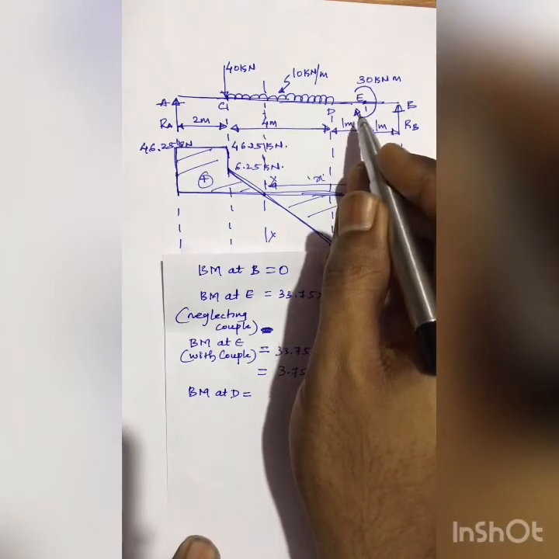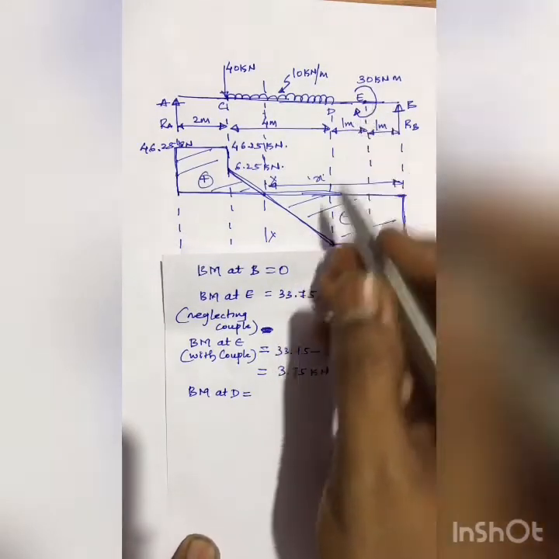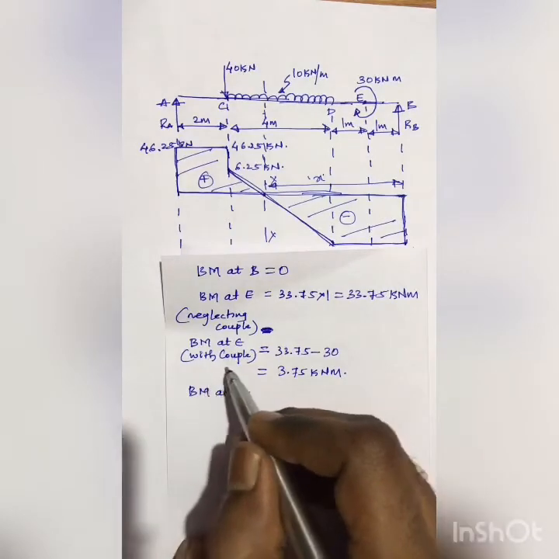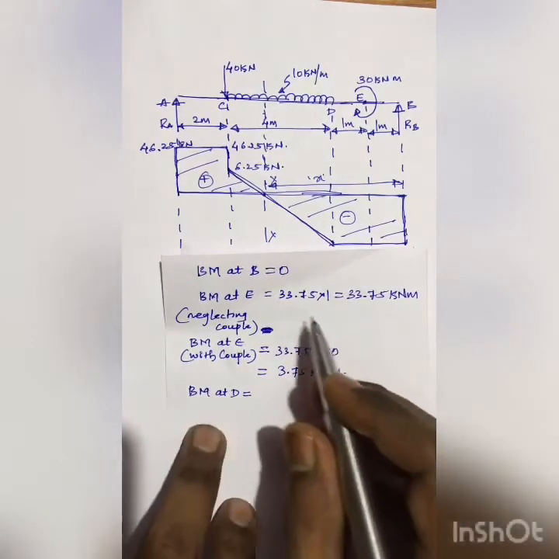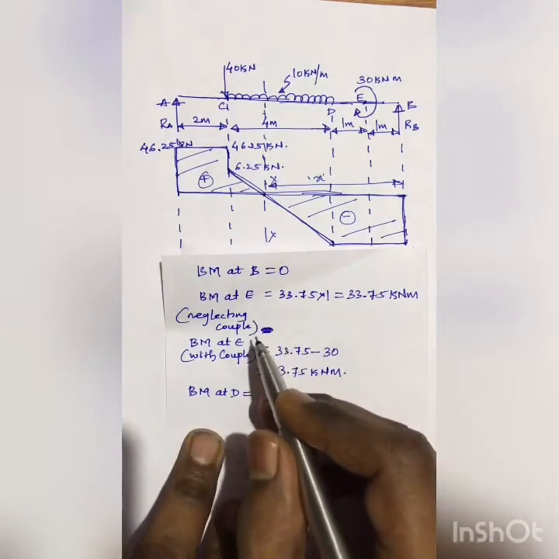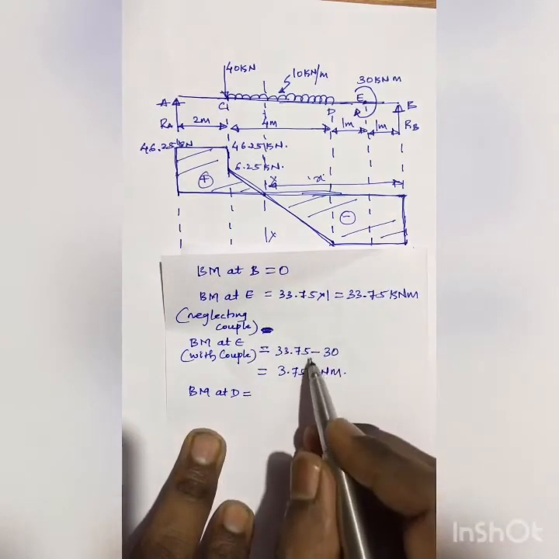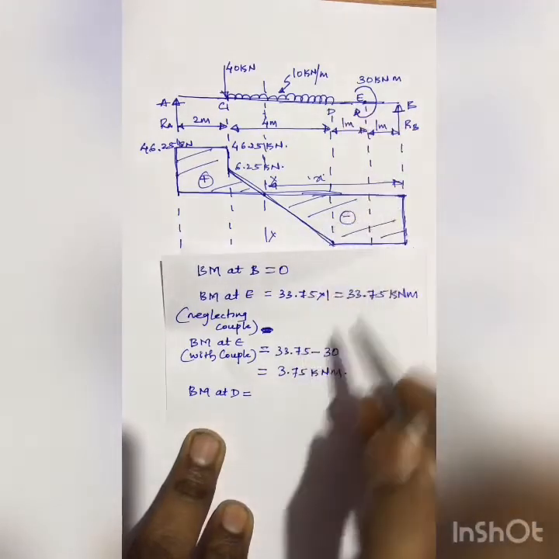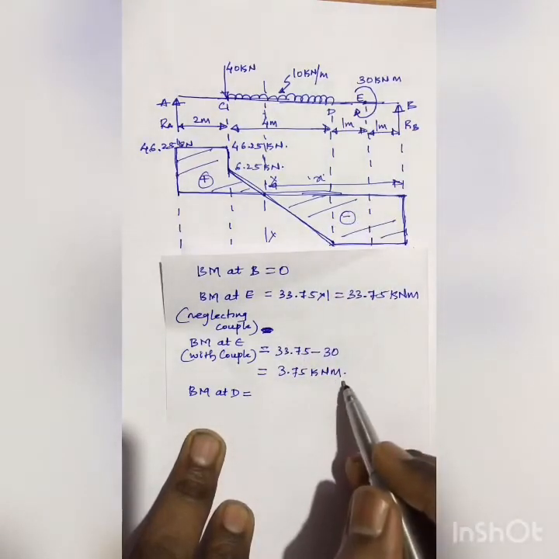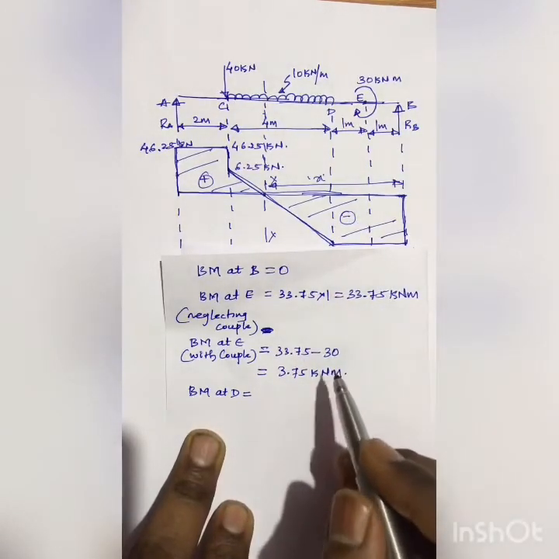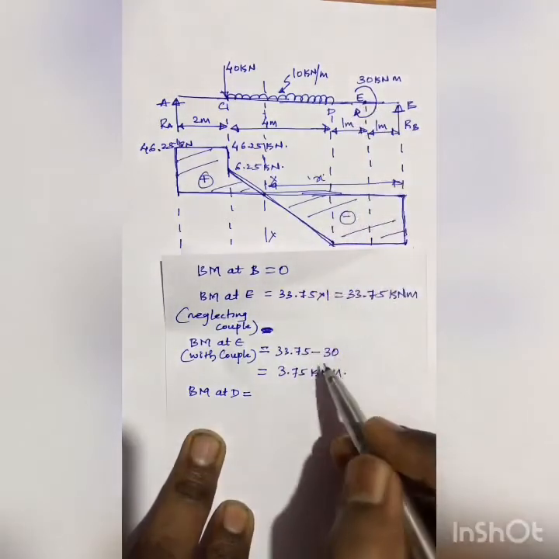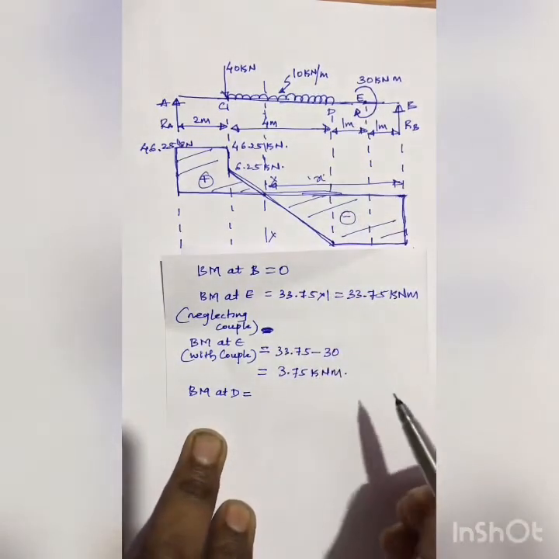Next we'll find out the bending moment at E with couple, that is I'll include this couple which is negative because it's acting in clockwise direction now. So bending moment at E with couple will be equal to the previous value, neglecting the couple, which was 33.75, minus this couple, so it becomes 3.75 kilonewton meter, and I have subtracted it because it's negative since it's acting in clockwise direction.